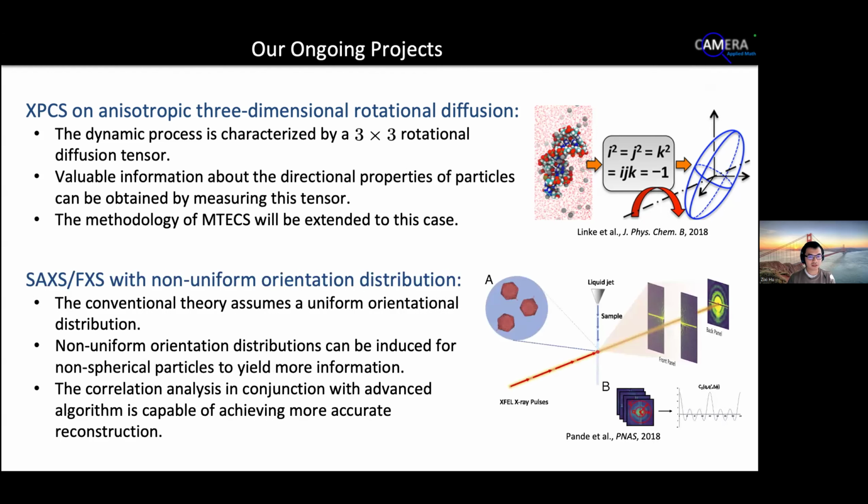Another one also involves correlation analysis. The traditional theory of small angle X-ray scattering and fluctuation X-ray scattering assumes a uniform orientation distribution of the particles within the sample. However, this assumption is not always valid. Sometimes the orientation distribution is not uniform. So when this assumption is not valid, it will introduce bias into the model. On the one hand, taking this extra factor into consideration can help us correct the bias in the model. On the other hand, if we can somehow manipulate non-uniform orientation, we can get extra information that is not accessible from conventional SAXS or FXS experiments. With this help, the correlation analysis in conjunction with advanced algorithm is capable of achieving more accurate reconstruction.